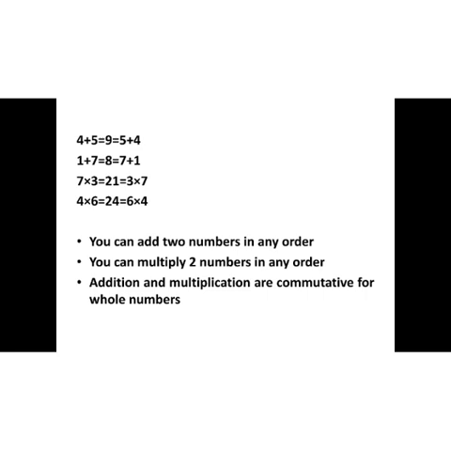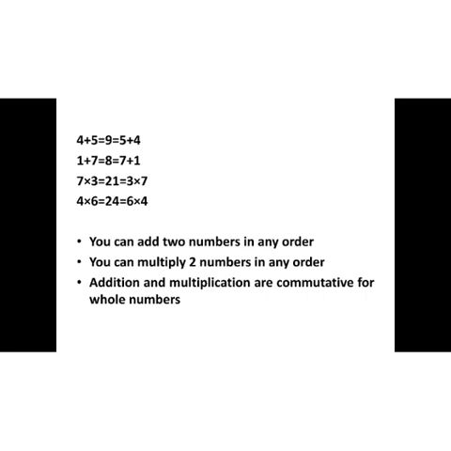Then what about the third one? It is 7 into 3. 7 into 3 is equal to 21. Then what about 3 into 7? It is also 21. So we can say that 7 into 3 is equal to 3 into 7. Then what about the next one? 4 into 6, which is equal to 24. And again, 6 into 4 is also equal to 24. So we can say 4 into 6 is equal to 6 into 4.